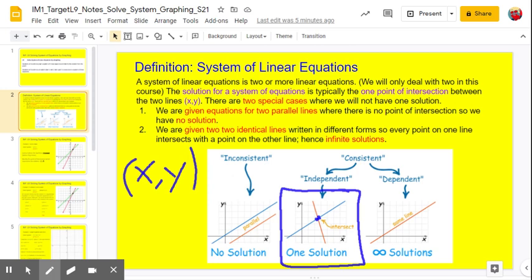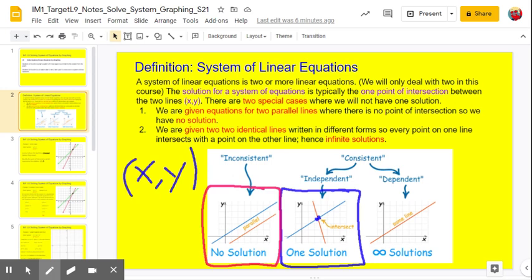All right. Now, there are a couple special cases I want you to be aware of. If you have two lines that are parallel, they will never cross. Okay. So therefore, there'll be no point of intersection. So in that special situation, we'd have no solution.